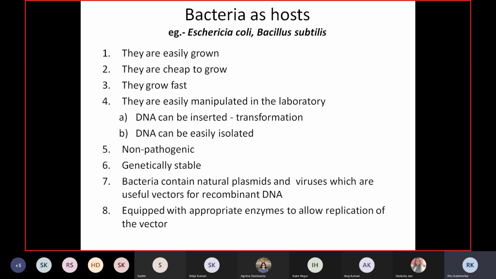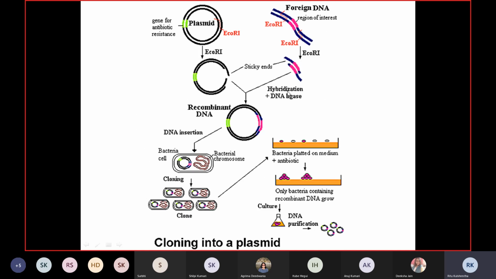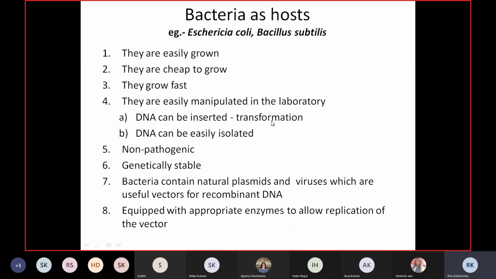You don't want a host strain in which you are struggling. It means you have made your recombinant DNA, but you are struggling to introduce it into a particular host strain. So this is a very important point. Then once you have made the recombinant DNA, the DNA should also be easily isolated.